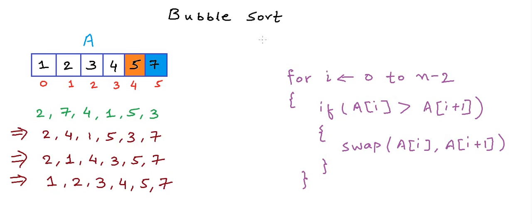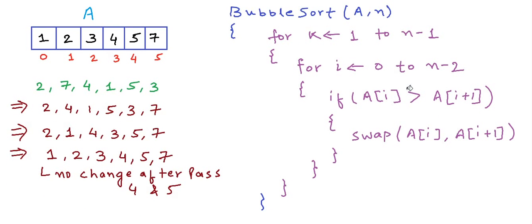In general, if we conduct n minus 1 such passes for an array of size n, we can say something like for k from 1 to n minus 1, or we could say for k from 0 to n minus 2. After n minus 1 passes, we are guaranteed to be sorted. So this is our pseudocode for the bubble sort algorithm. Given an array and the number of elements in the array, this function bubble sort will sort the elements in the array in increasing order.